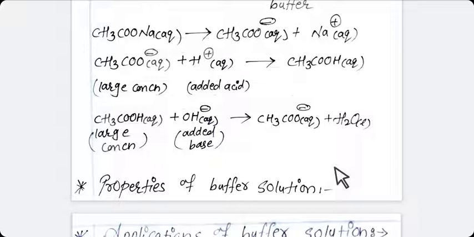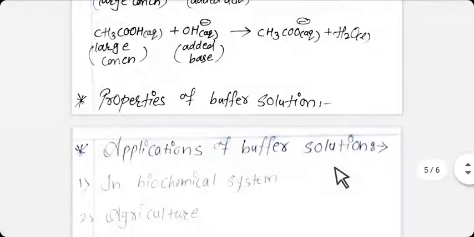The next topic is application of buffer solution, in which the first buffer solution is having extensive application in a variety of fields, in which the first point is in biochemical system. In biochemical system, the pH of blood in our body is maintained at 7.36 to 7.42. A more change of 0.2 pH unit can cause death.